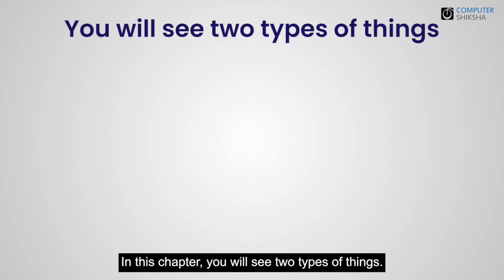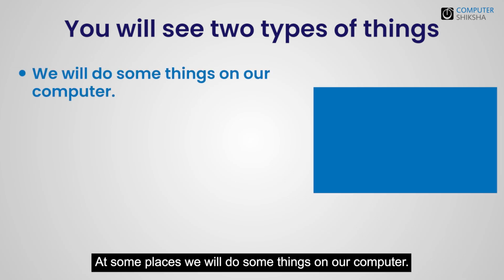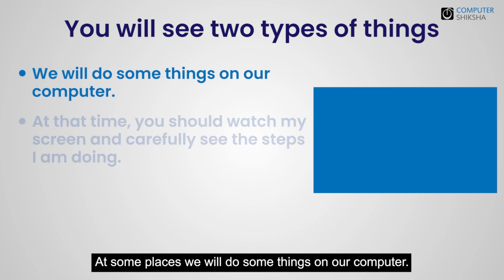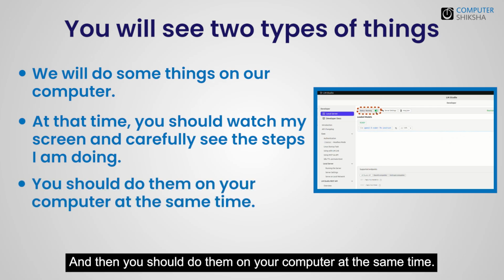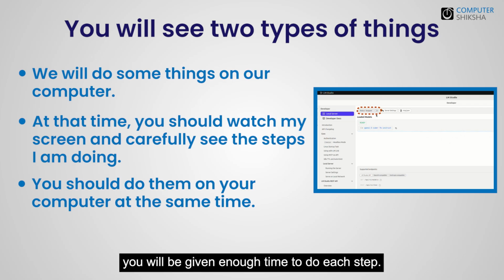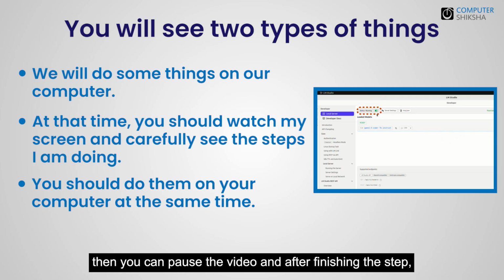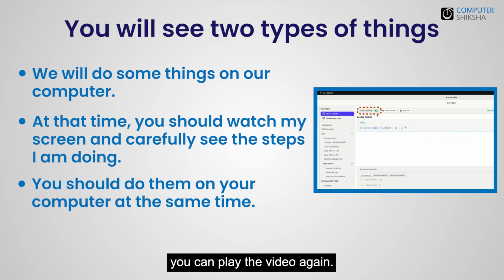Students, before starting chapter 6, I want to tell you something important. In this chapter, you will see two types of things. At some places, we will do some things on our computer. At that time, you should watch my screen and carefully see the steps I am doing. And then you should do them on your computer at the same time. Don't worry, students. You will be given enough time to do each step. And if you have any doubt or if a step is taking time, then you can pause the video, and after finishing the step, you can play the video again.